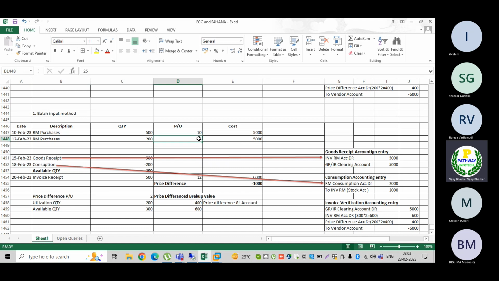Let me make the changes here. The quantity I have ordered is, sorry, 200 quantity. The price per unit is 50 rupees. What will happen here? The total cost is 15,000 rupees. The available quantity is then 700. Just understand this one.